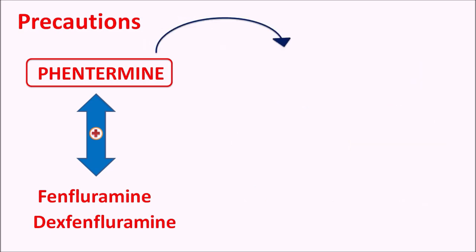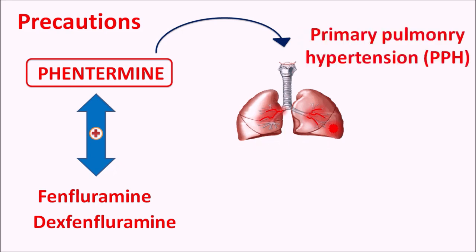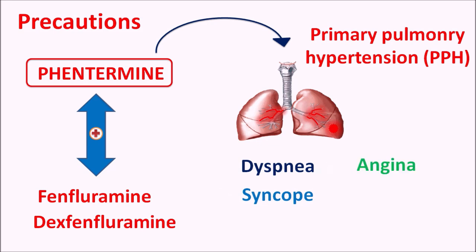Similarly, this combination can also affect the lungs, where it can increase the blood pressure, resulting in primary pulmonary hypertension, PPH. So because of elevated blood pressure, it can produce a few symptoms such as dyspnea, difficulty in breathing, syncope, fainting, and it can even affect the heart, resulting in angina, and it can also increase the edema in the patients. So all these are observed because of pulmonary hypertension produced by phentermine, particularly when it is combined with drugs such as fenfluramine and dexfenfluramine.